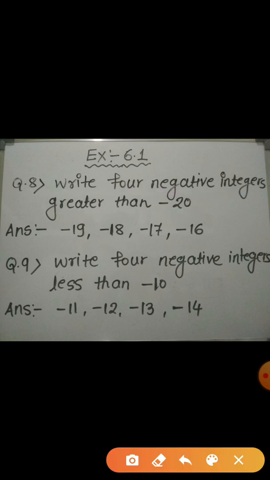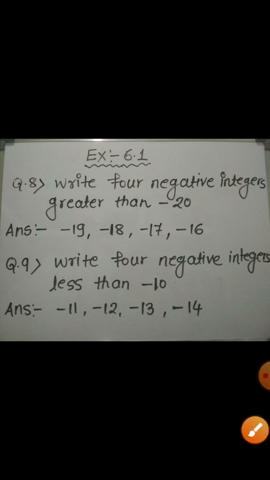Students, we know that when we go to the left of 0 on a number line, the value of the number goes on decreasing. So if we go further to the left of the integer minus 20, we'll get the integers which are less than minus 20, right? But here we are asked to write down the negative integers which are greater than minus 20. So we need to go to the right of minus 20 to obtain the integers which are greater than minus 20.